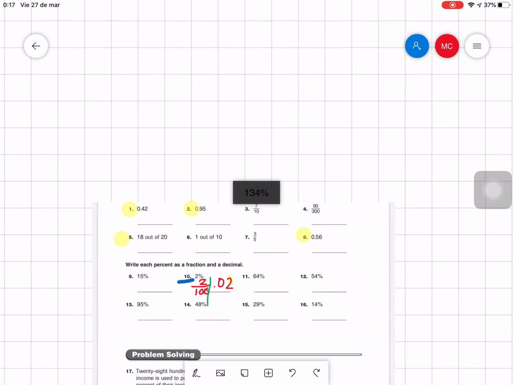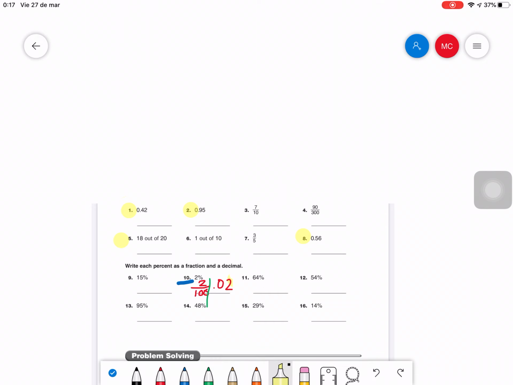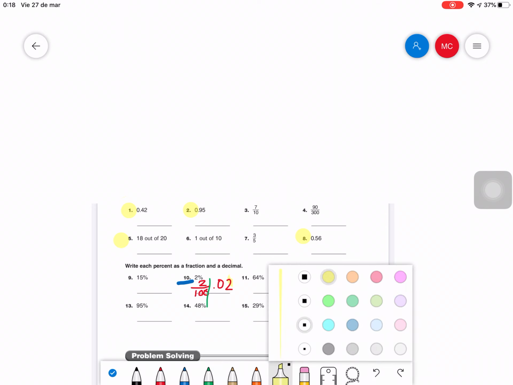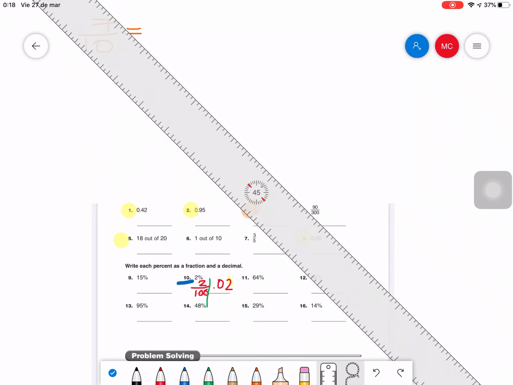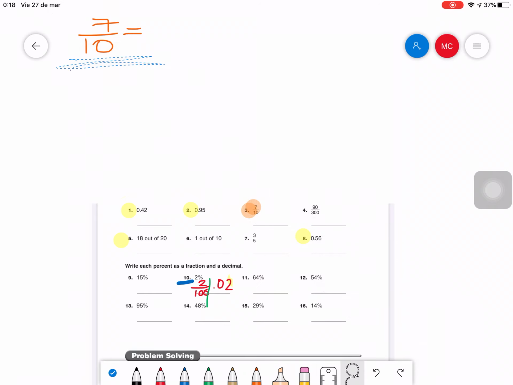Even though I'm gonna give you the answers, that's not the point. The point is that you pay attention, okay? So let's pay attention to this one. It says that I need to change 7 over 10 into a percent. And I know the easy way will be to make this fraction equal to a number over 100. Necesito convertirla y que sea equivalente a un número sobre 100.